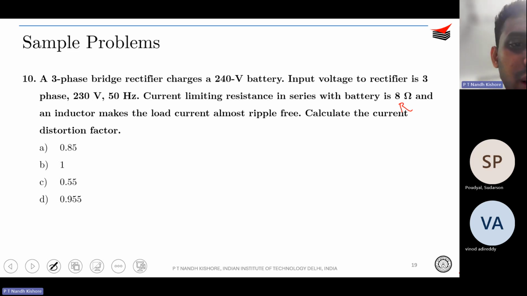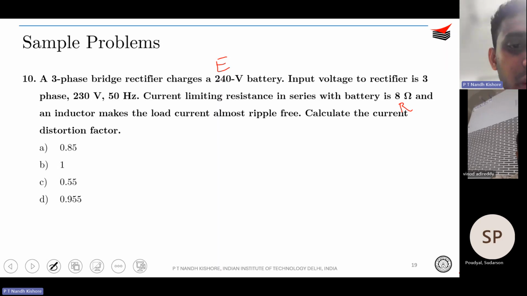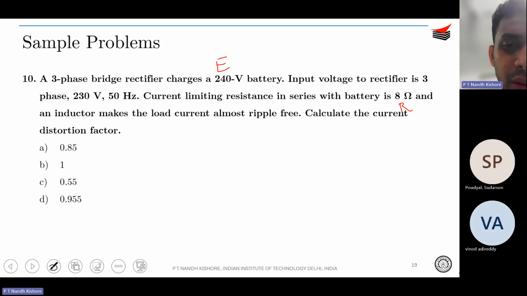And then you have a three-phase bridge rectifier. 240 volts battery means E is 240 volts. And the inductor makes the load current almost ripple free. Calculate the current distortion factor.